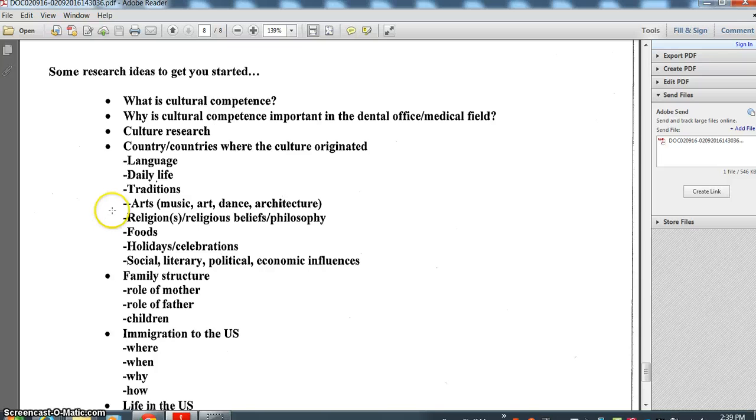So this is just a quick example of how those margin notes might look when you use that strategy.